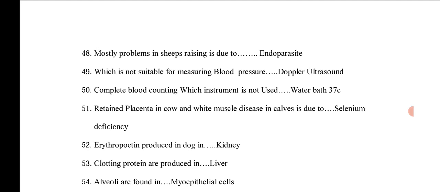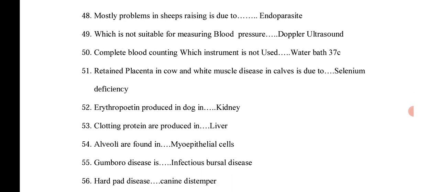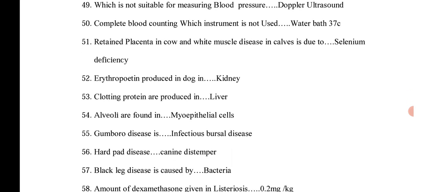Blood cells calculation. Retained placenta in cow and white muscle disease in calves is due to selenium deficiency. Selenium deficiency can cause ROP, retention of placenta, and white muscle disease. Erythropoietin is produced in the kidney in dogs. Clotting proteins are produced in the liver.